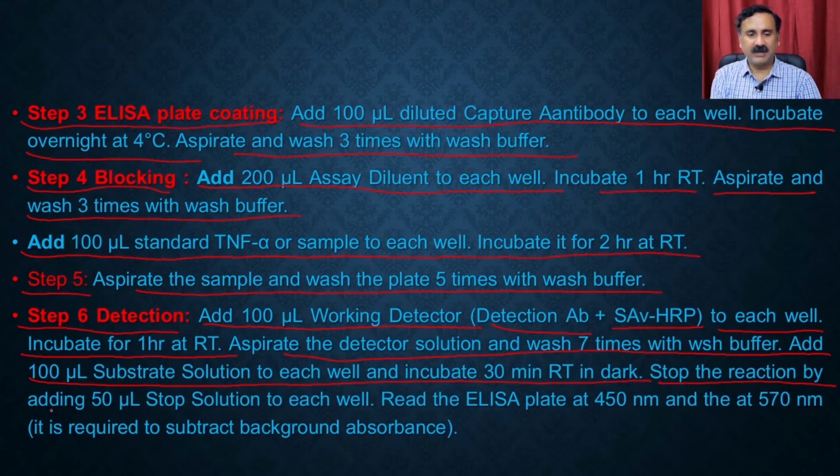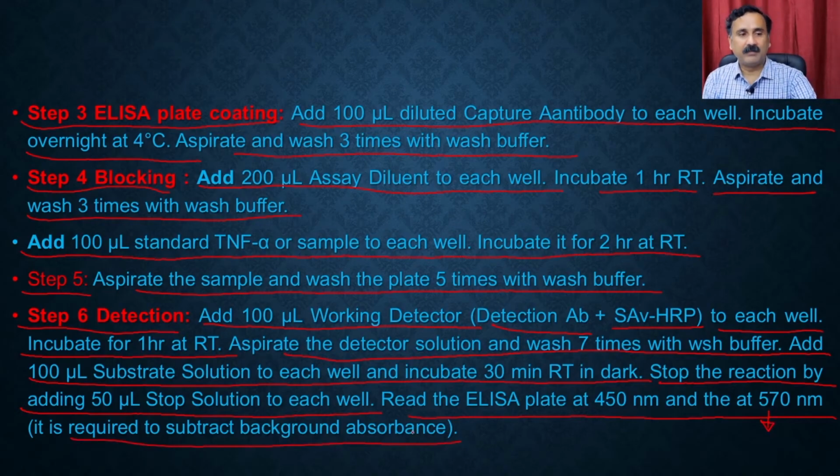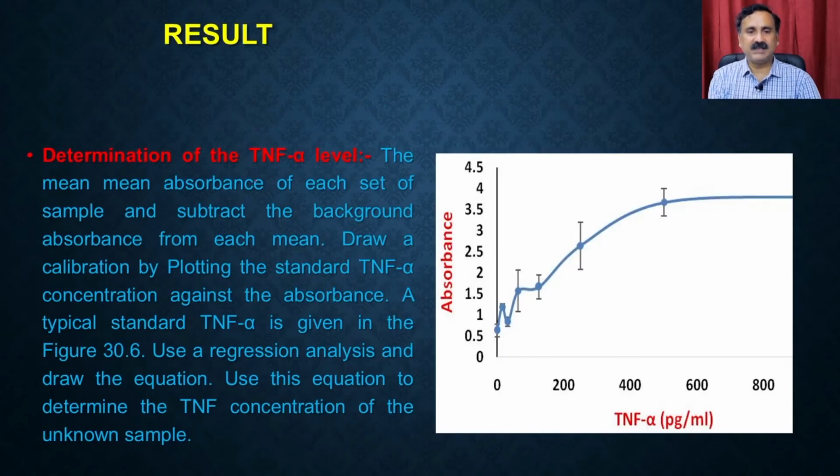Stop the reaction by adding 50 microliters of stop solution to each well. Read the ELISA plate at 450 nanometers and also at 570 nanometers. Why do we require the reading at 570 nanometers? Because it is required to subtract the background absorbance. And what you are going to see is a pattern like this.